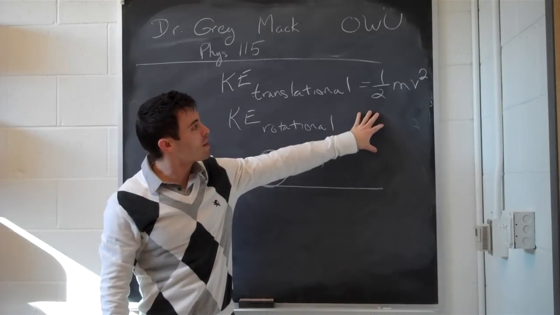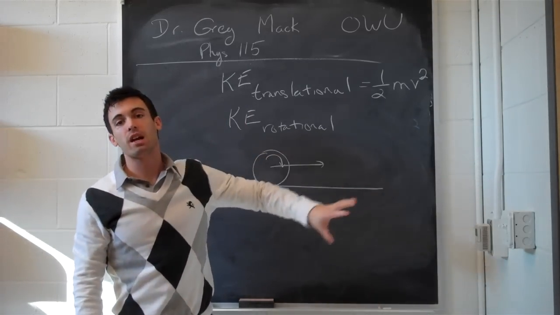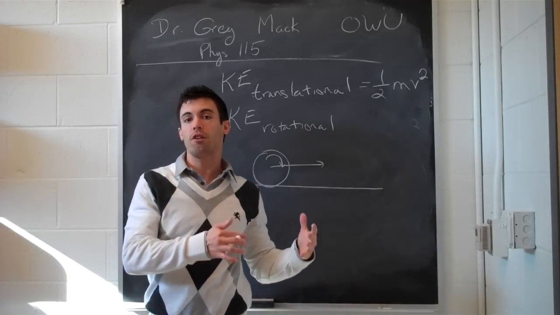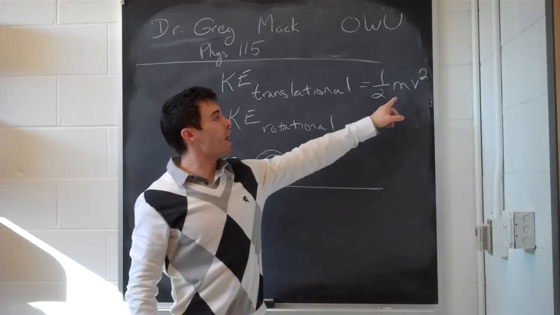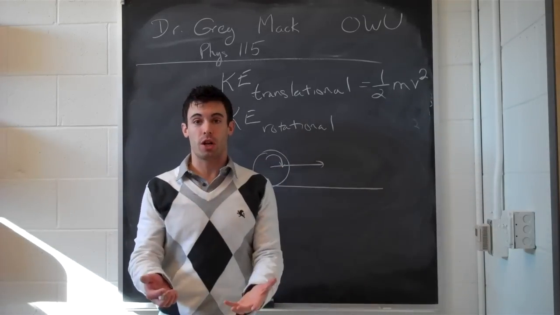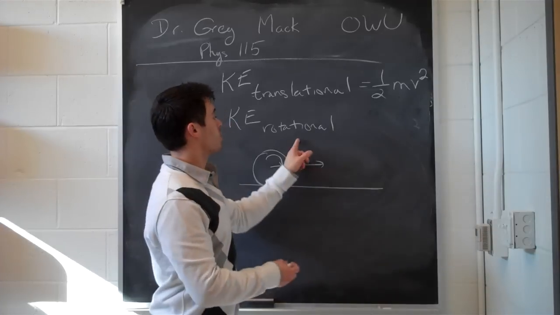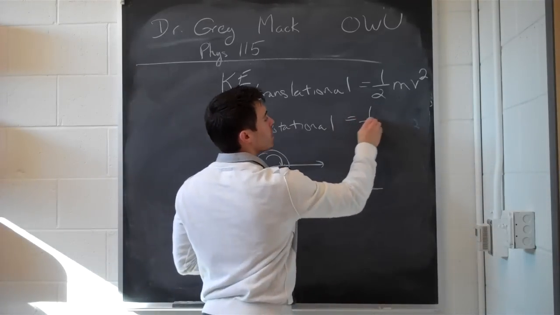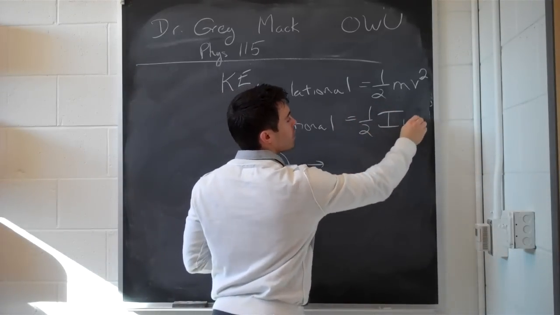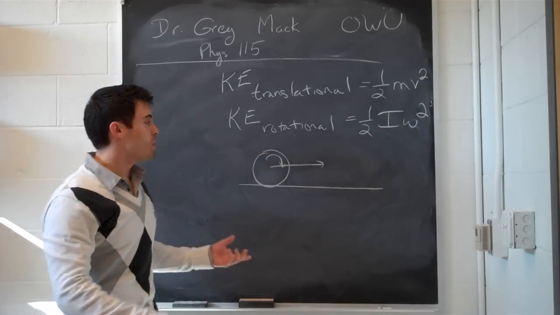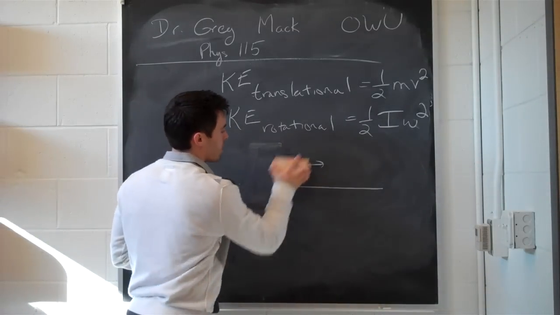In order to take this into the angular analog, like we've been doing, with force equals ma and torque equals I alpha, the analog for mass is our moment of inertia, and the analog for our velocity is our angular velocity. And so the rotational kinetic energy is 1/2 I omega squared. Okay. Now, how do we directly relate these? Let me show you that quickly.